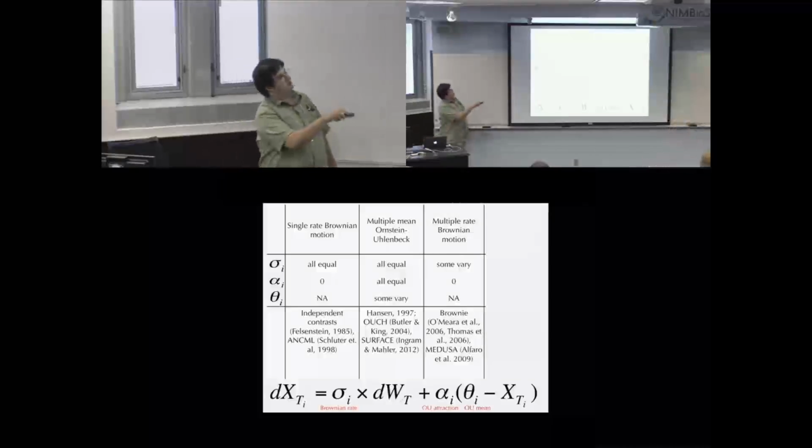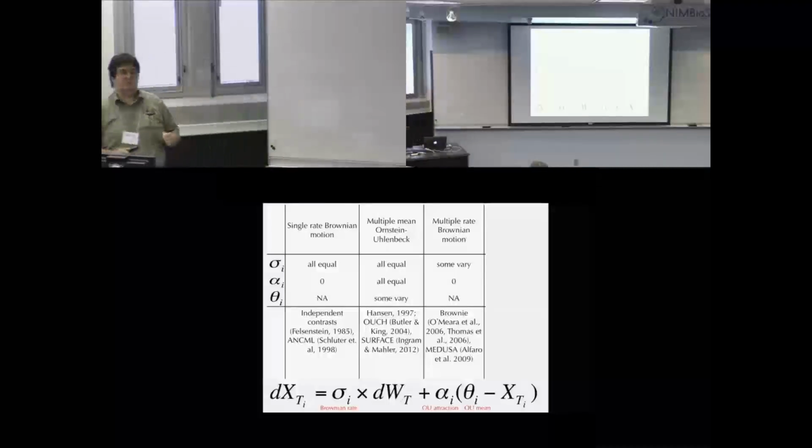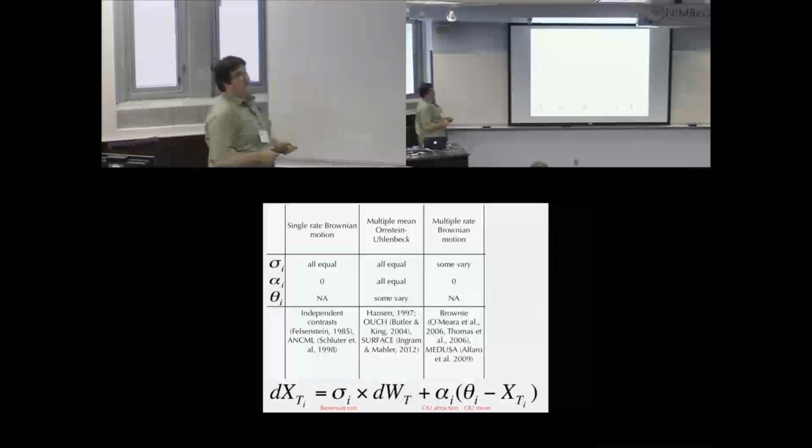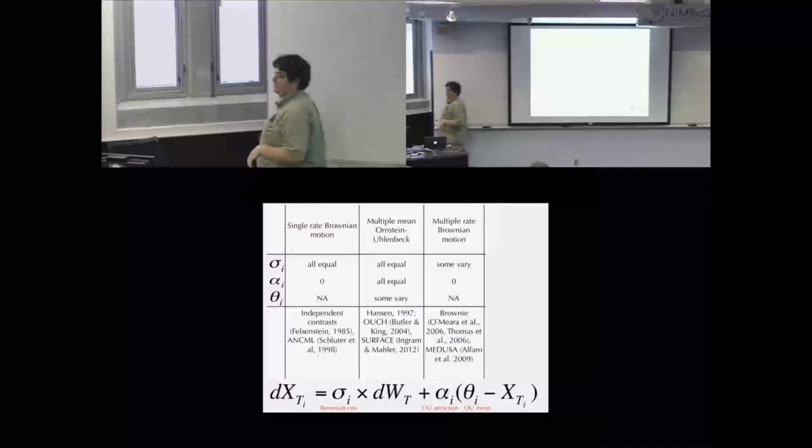We could have multiple rate Brownian motion, right? And there are various papers that use this. So here, we don't have any pull anymore, but we have different rates of wiggle, right? So you could have annual and perennial plants, right? Maybe perennial plants evolve more slowly because they have longer generation times. So you want to have a different rate of wiggle in those branches, okay?